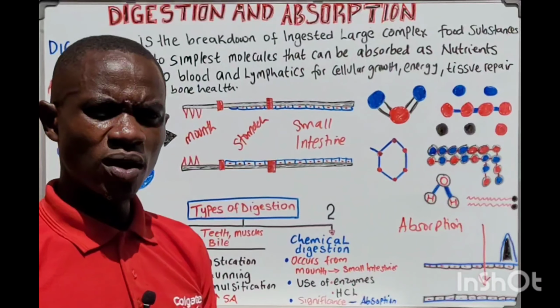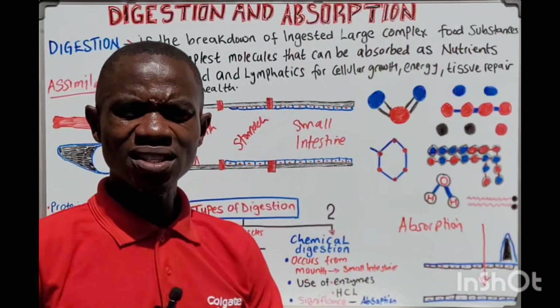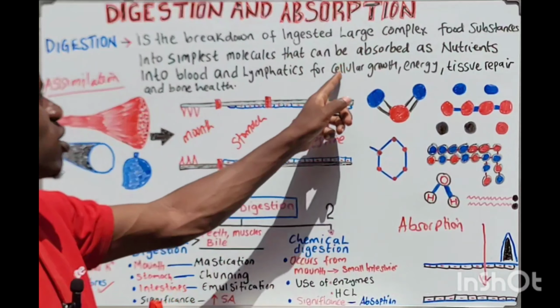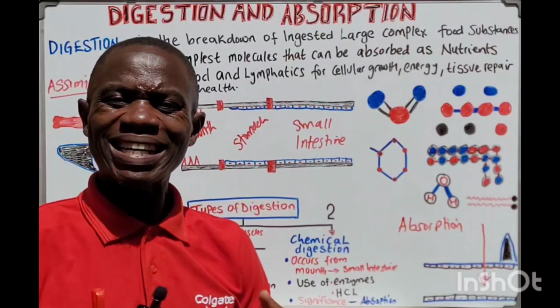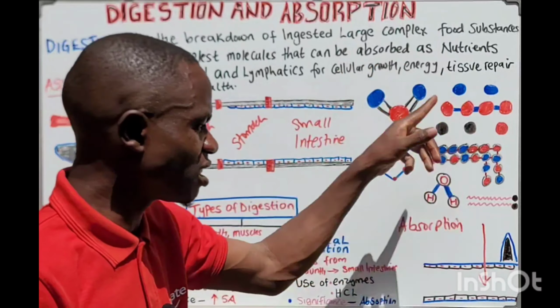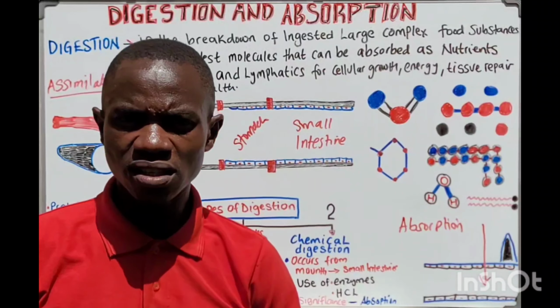However, we also have the assimilation process. Now, when we talk of the assimilation process, this is the movement of nutrients into the cells for the process of cellular growth, energy, tissue repair, and also bone health. That is assimilation. But absorption is the movement of substances from the digestive tract into the blood system or even the lacteal. Okay?